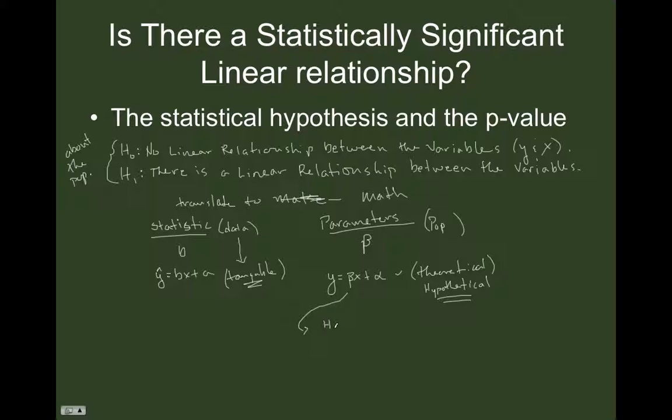So the null hypothesis we wrote above, no linear relationship, is equivalent mathematically to saying beta is equal to 0. Alternatively, we could say beta is not equal to 0, and there are 3 ways to say that: beta is greater than 0, beta is less than 0, or beta is not equal to 0.